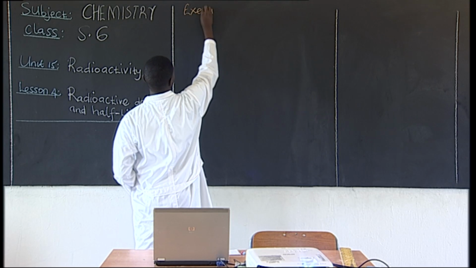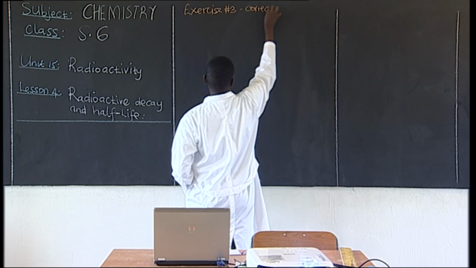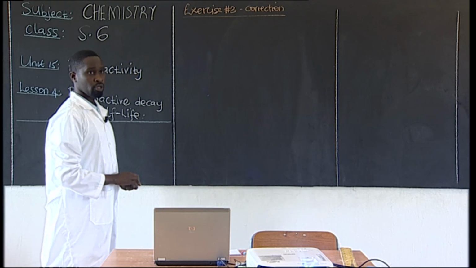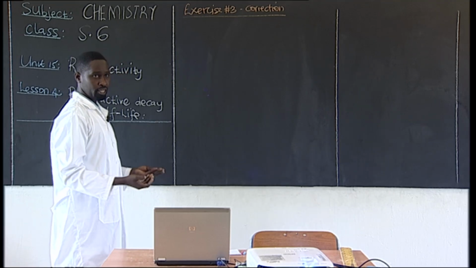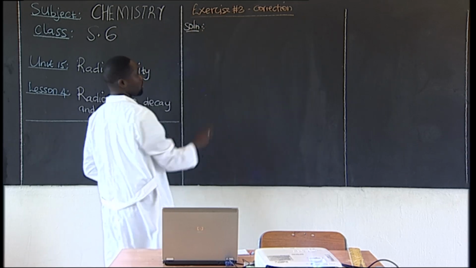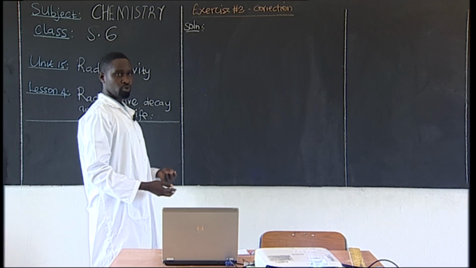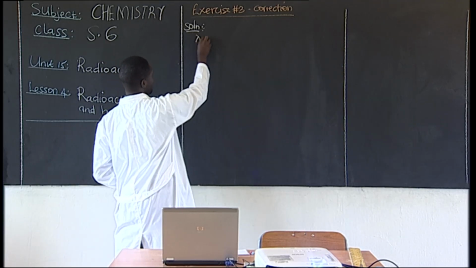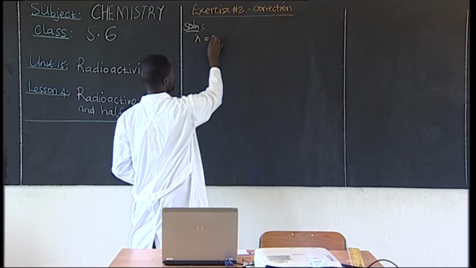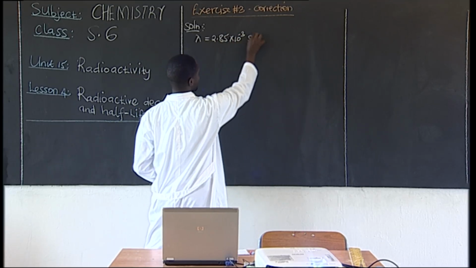Exercise 3, corrections. We are doing the correction. So, what was the question saying, or what do we have from that question? As usual, you need to outline the data you have so that you can use it. The disintegration rate constant that gives us lambda is given to us as 2.85 exponent negative 3 per second.